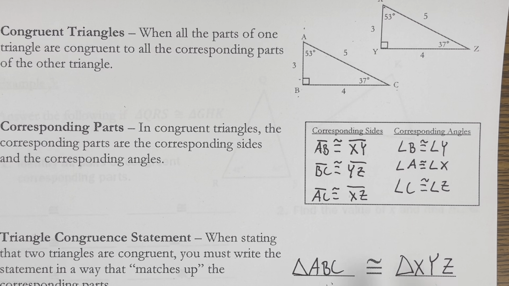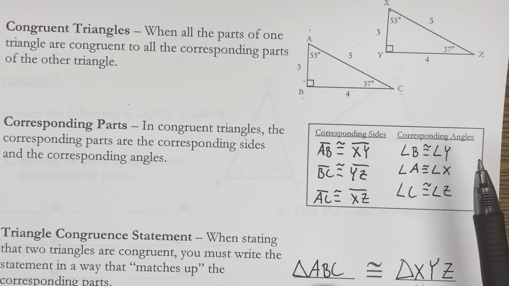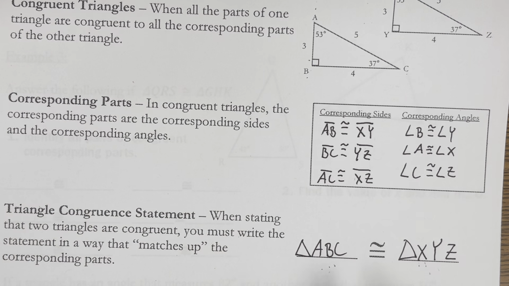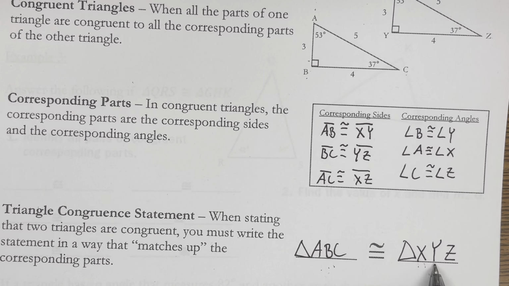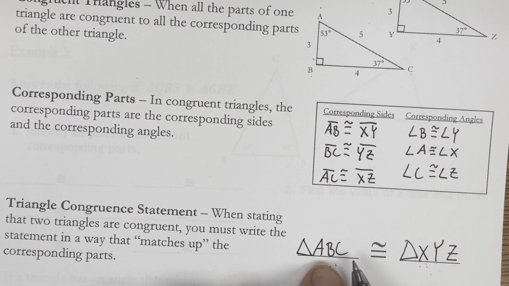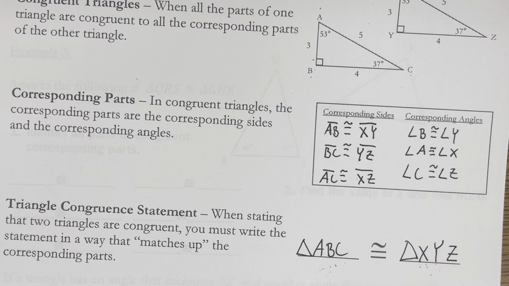This is vital. These parts need to go in the correct order because I can use this statement without a picture to determine which parts are congruent. Just by looking at this statement, I know angle B is congruent to Y because they're in the same location. C is congruent to Z, those 2 angles. I also know that segment BC is congruent to segment YZ because they are in the last 2 slots. AB is congruent to XY. They're in the first 2 slots. So I can use that statement to figure out all of the congruent parts.